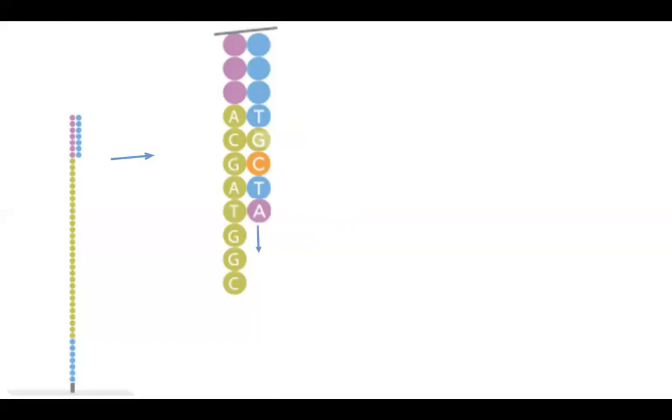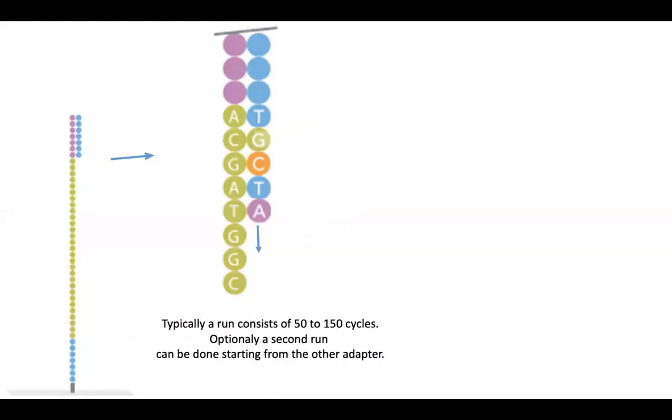And typically for a reaction like this, a run consists of 50 to 150 cycles, so giving a sequence of 50 to 150 bases. And optionally, of course, the run can be done starting from the other adapter and then reading from the other side, which will lead to so-called paired end reads, where you have two sequences from a single fragment.